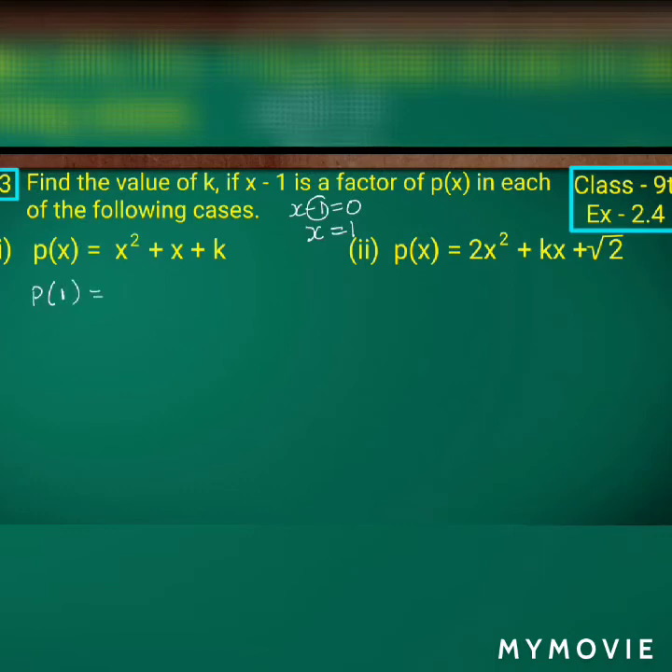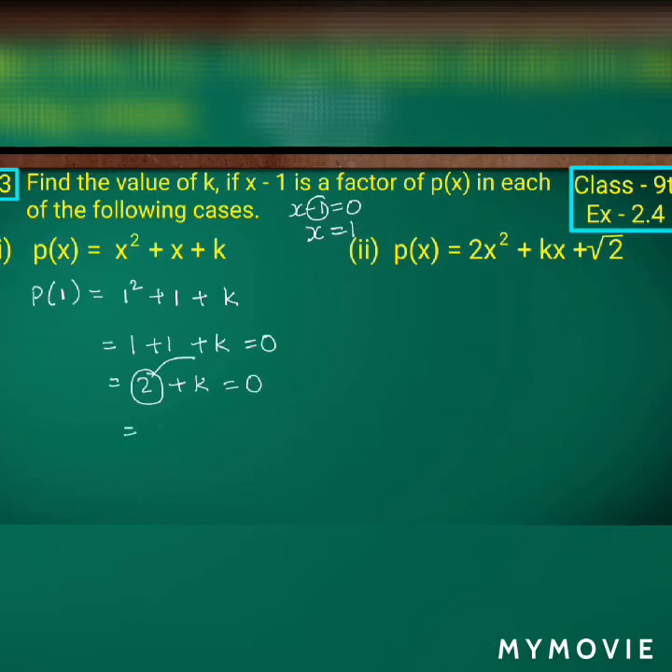That is p of 1, which is equal to 1 square plus 1 plus k. What did I say? We have to equate the polynomials to 0. So 1 square is 1, plus 1 plus k should be equal to 0. So 1 plus 1 is what here? I have already told that the factor should be equal to 0. X minus 1 should be equal to 0. That is why I am just equating to 0. So 2 plus k is equal to 0.